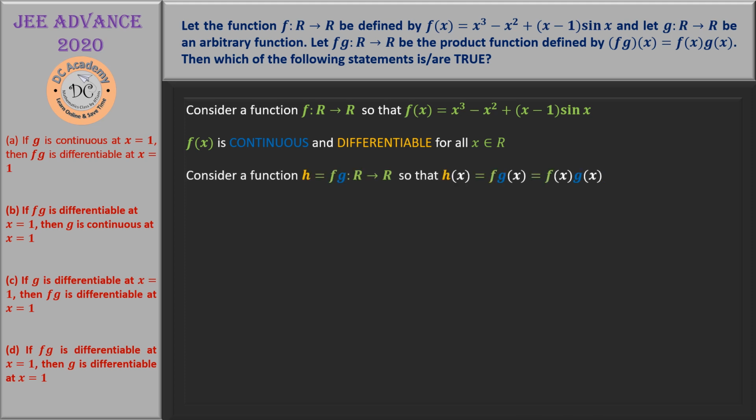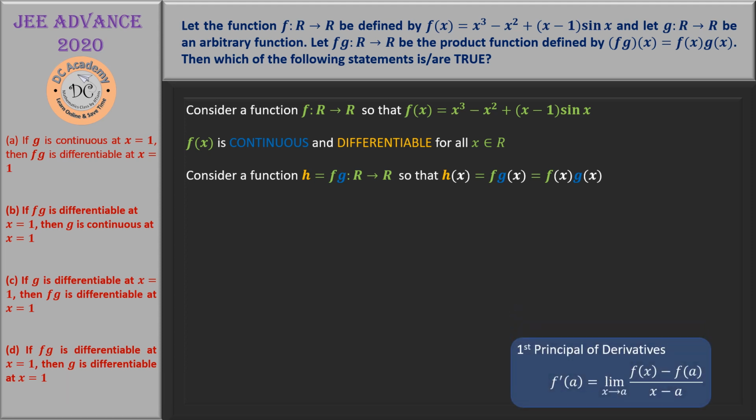Okay, let's go ahead. So here we consider a function h(x) which is equal to fg(x), basically, which is equal to f(x) g(x). Now our aim is to calculate h dash of x. So we apply the first principle of derivative. For the first principle of derivative, we generally say that f dash x is equal to the limit as h tends to 0 of f(x plus h) minus f(x) divided by h.